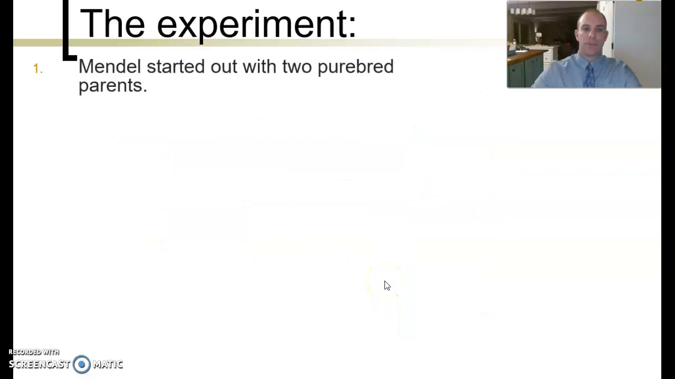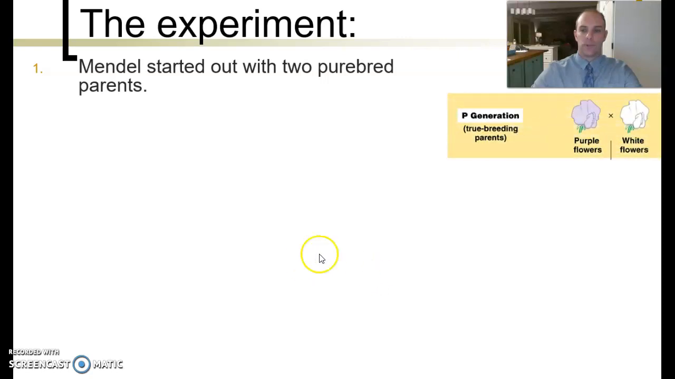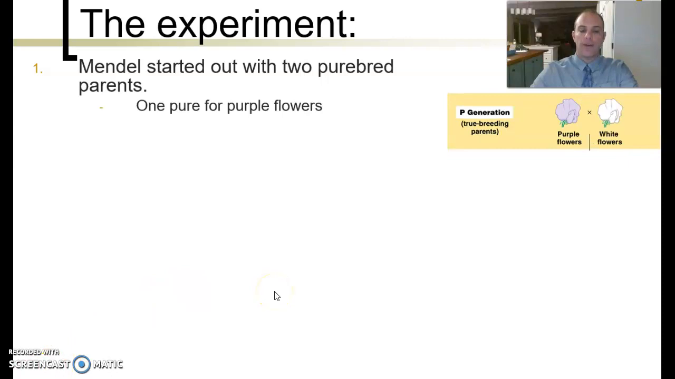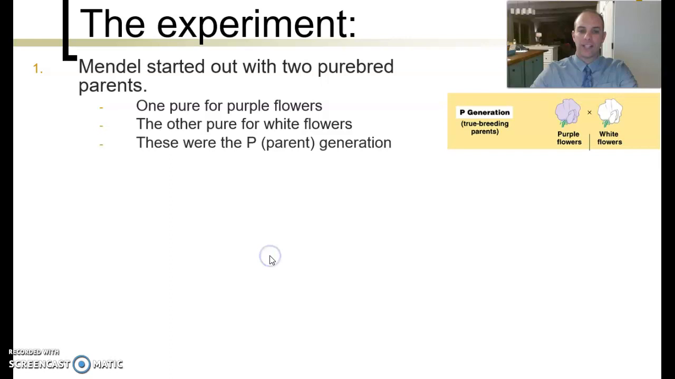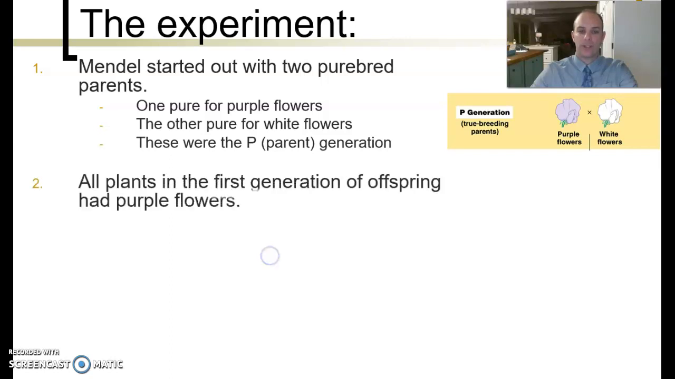That brings us to the experiment itself. Mendel started out with 2 purebred parents. You'll see they're called the P generation, purple flowers and white flowers. 1 purebred for purple flowers, the other purebred for white flowers. These are the P, and the P stands for parent generation.